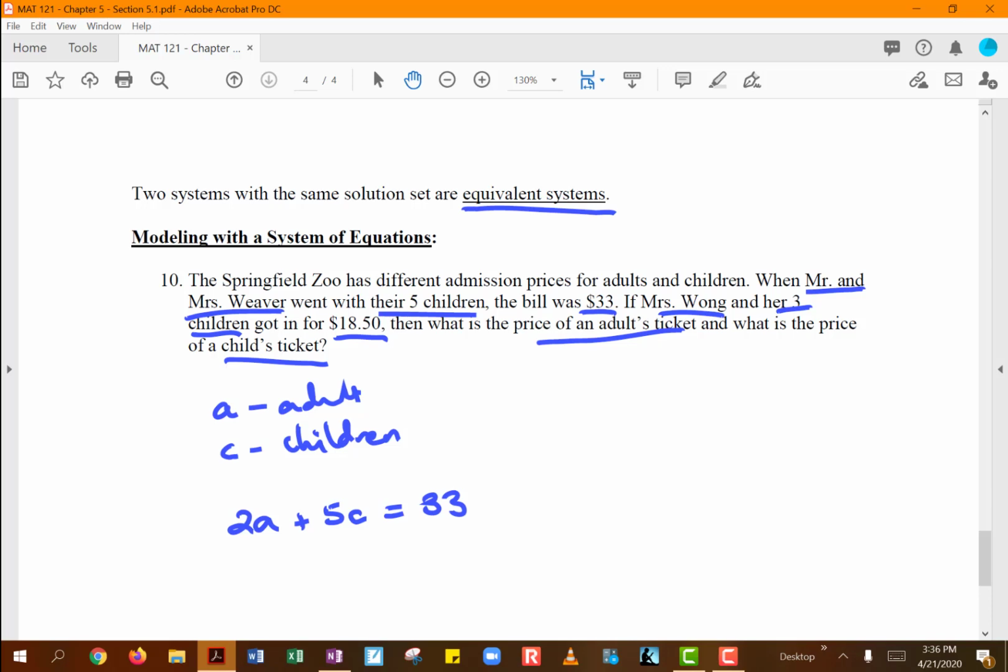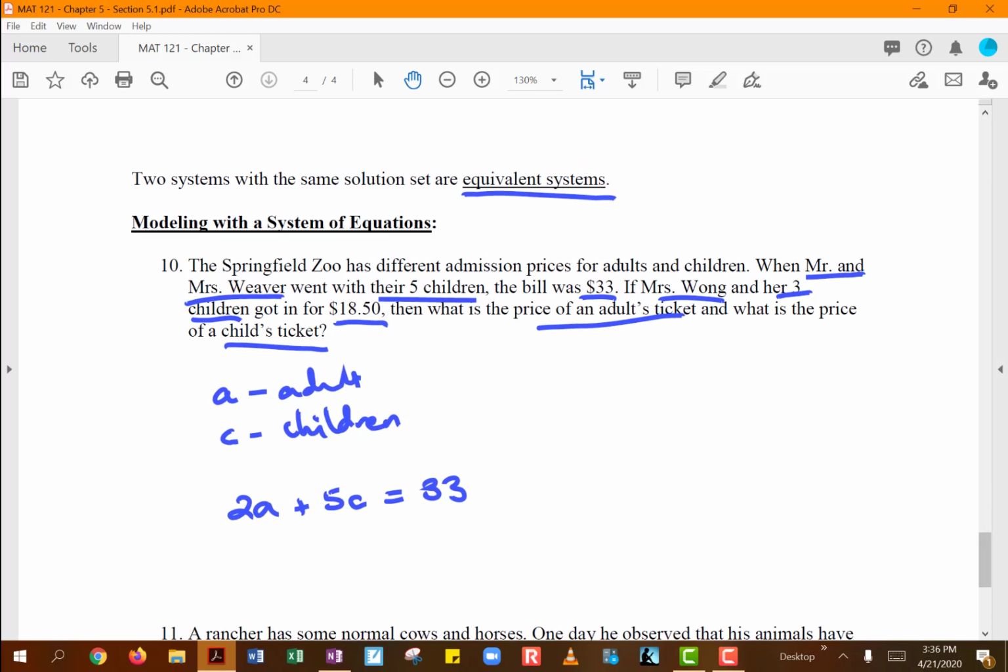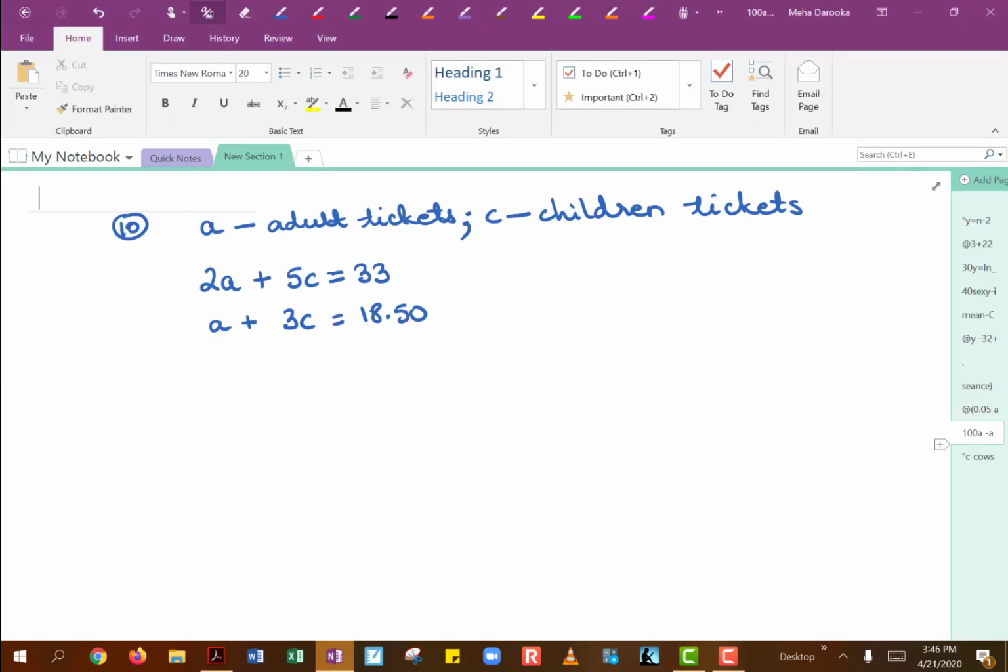Of course we can do the same thing with Mrs. Wong. Mrs. Wong is by herself, so that's just 1 adult, and she is with her 3 children, and they ended up paying a total of $18.50. That's how you would come up with your 2 equations for example 10 over here, and then you can either use substitution or the addition method to solve this. Obviously you don't want to use the graphing method here, so go with substitution or the addition method to solve this example.